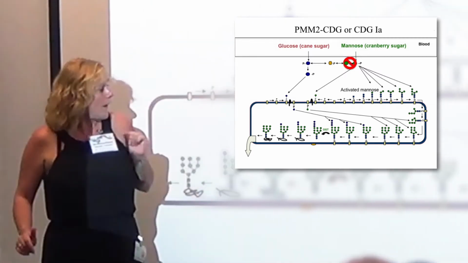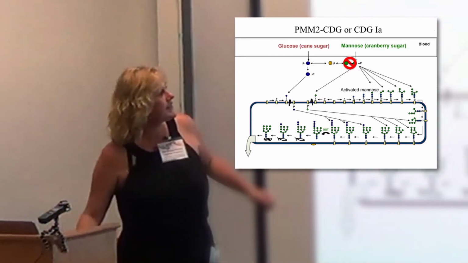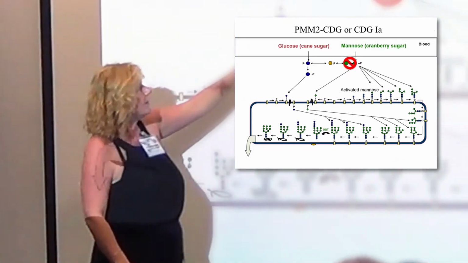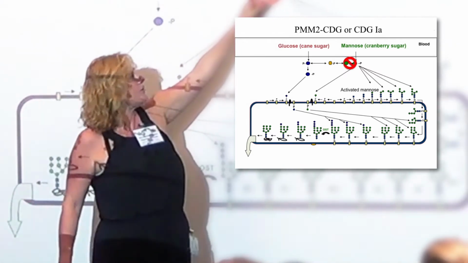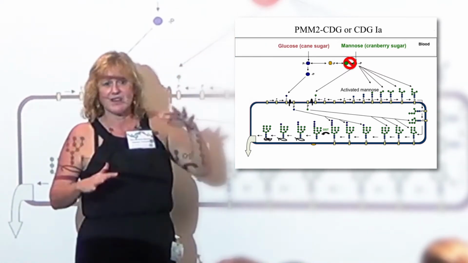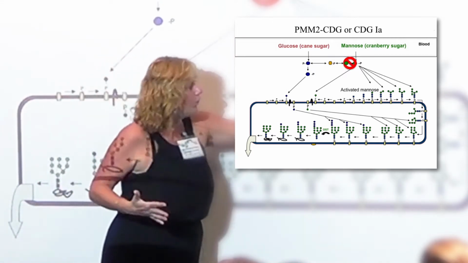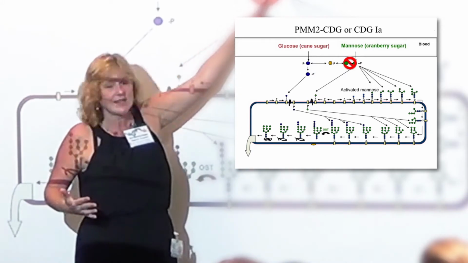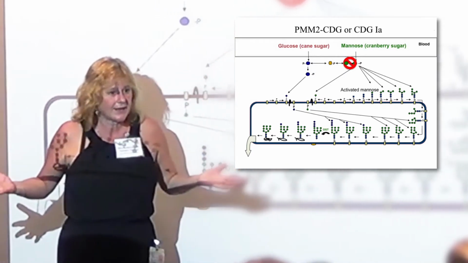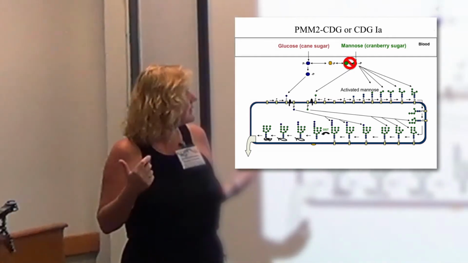So where does it go wrong? This is PMM2 CDG. As you see, here's the monos. This is very early in the whole glycan machinery. It's really at the very start, so it has a very significant effect for the whole thing. If you cannot make this step, you cannot make any glycans. You will miss all those glycans on your protein surfaces.